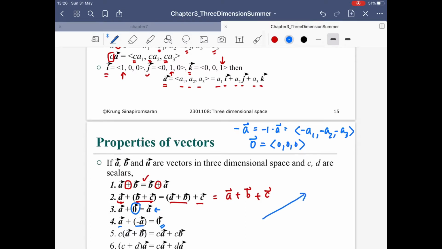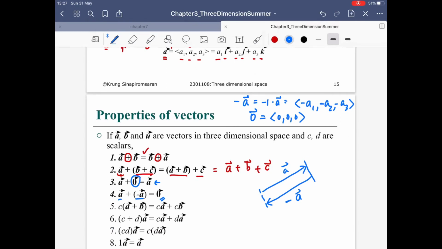And another thing is that if your vector a is going in this direction, the negative a has the same length or the same magnitude, but a different direction. Just like this. If you have a scalar multiplied by a plus b, then your scalar can multiply with the vector a and the scalar multiply with vector b. It is distributive. If you have two scalars added and then multiplied by vector a, you can distribute the a to each of the scalars.